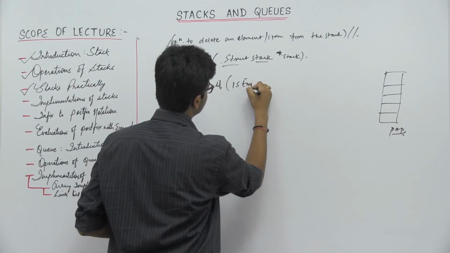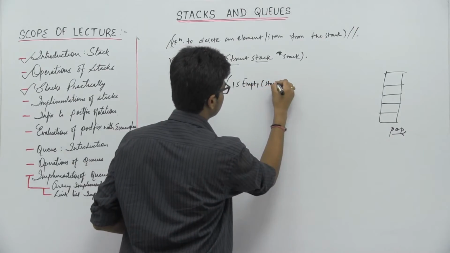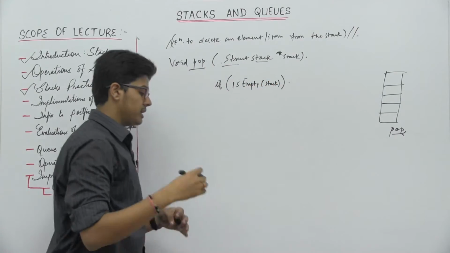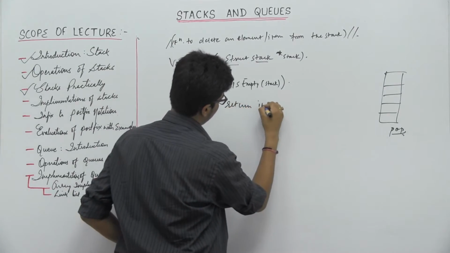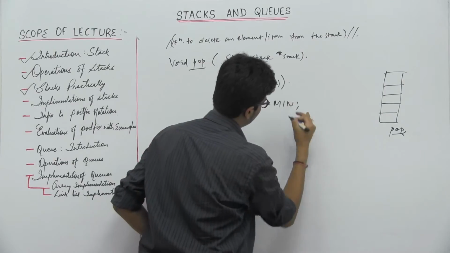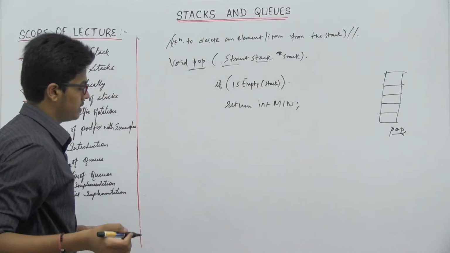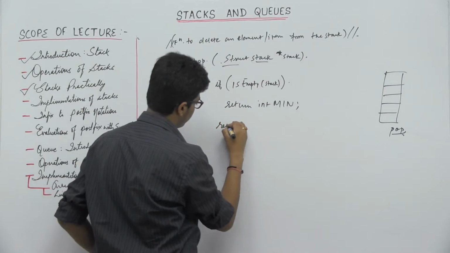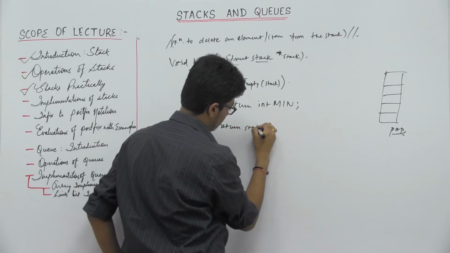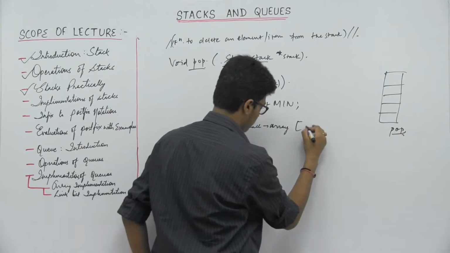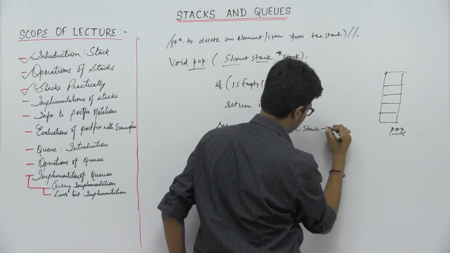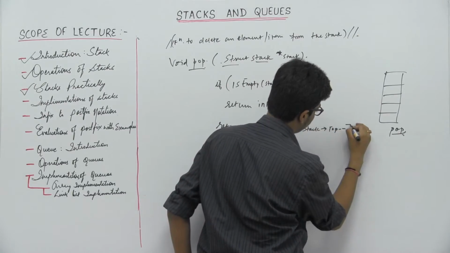IsEmpty is the function we use, and it is written like this. Return int minimum, and then return stack array of stack top minus minus.